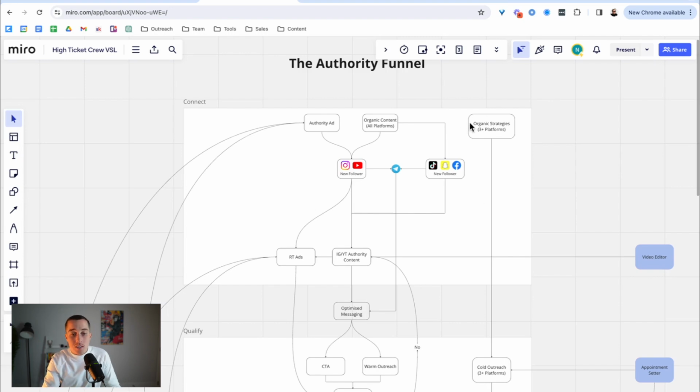Now you'll notice on the side here, we also have organic strategy that we teach you on the back end as well if you want to get that done, and sort of automated by an appointment setter where we can show you how to do cold outreach. Okay, again, best of both worlds.